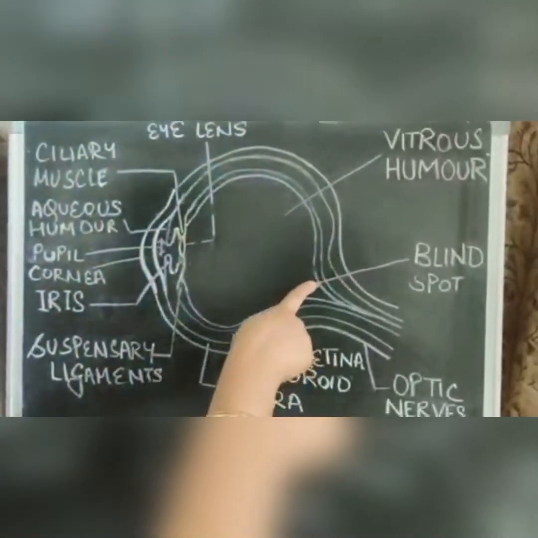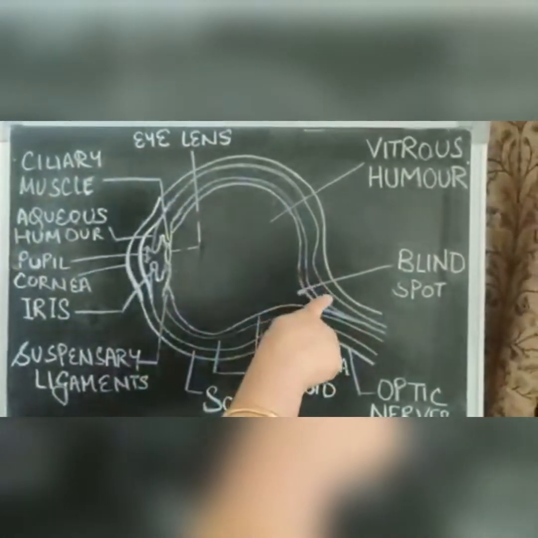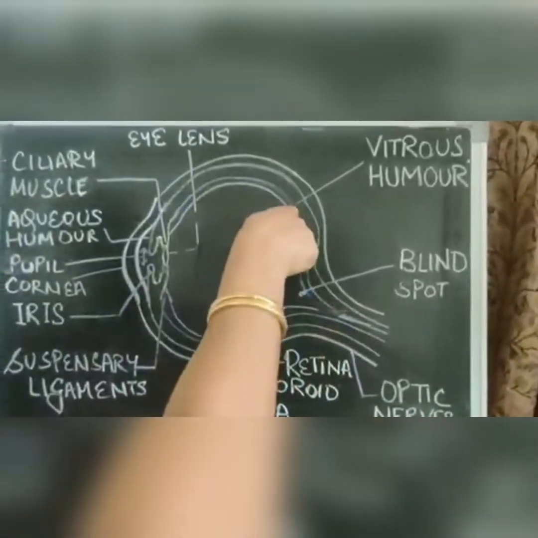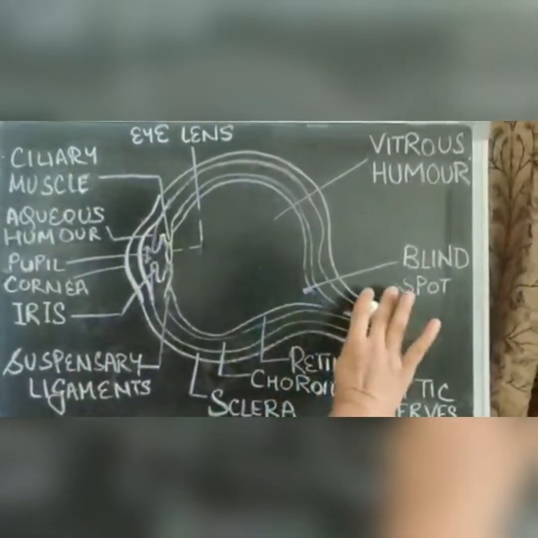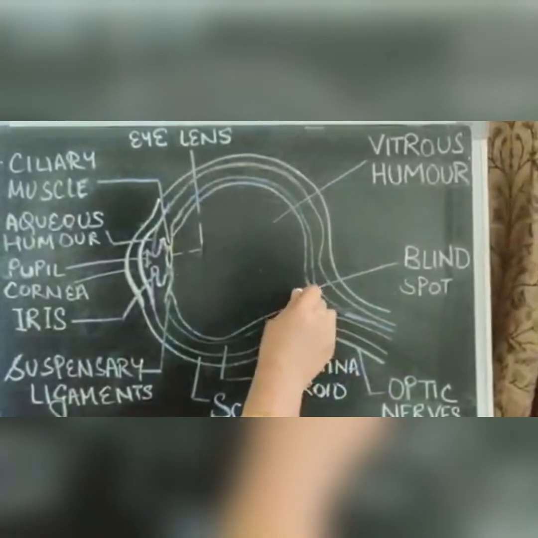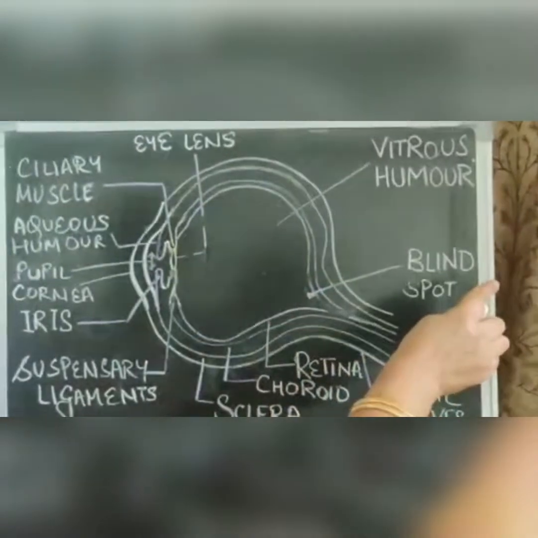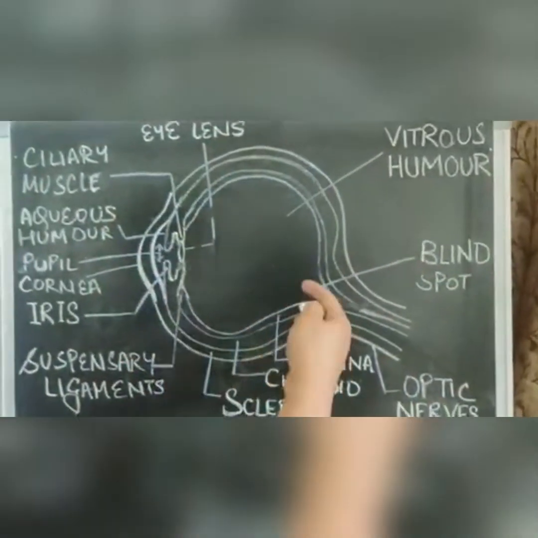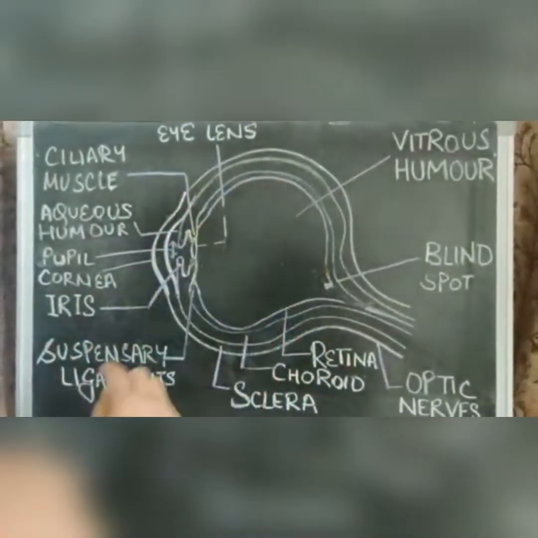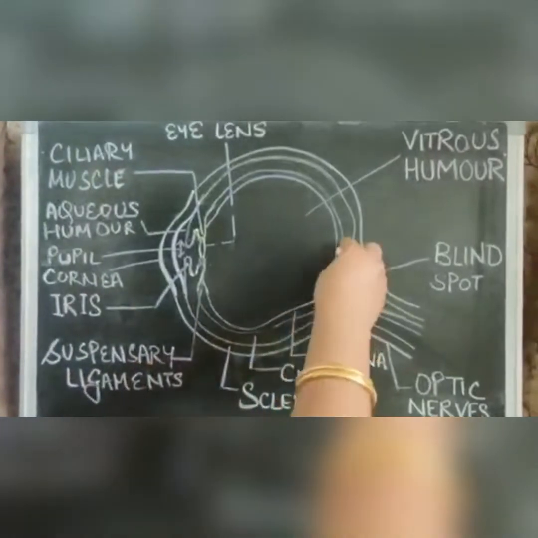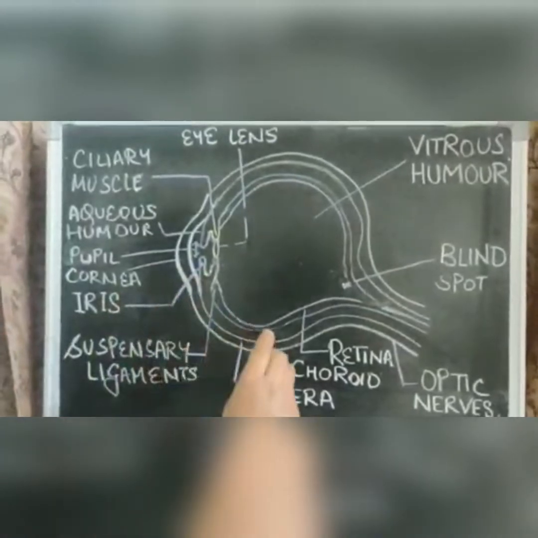And here is one more very important point, generally a question is asked on this topic: what is the blind spot? At the junction of the optic nerves and the retina there is a blind spot, and there are no cones, no rods, that is, no sensory cells. So if an image is formed at the blind spot, then the message will not be conveyed to the brain and we will not see any image. We will do one activity to show there is a blind spot in the eye. This is all about the structure of the eye.